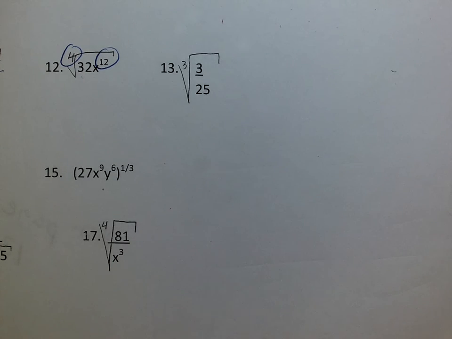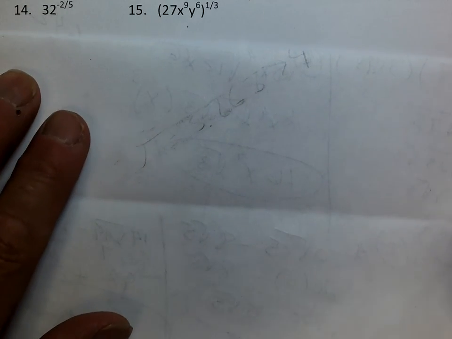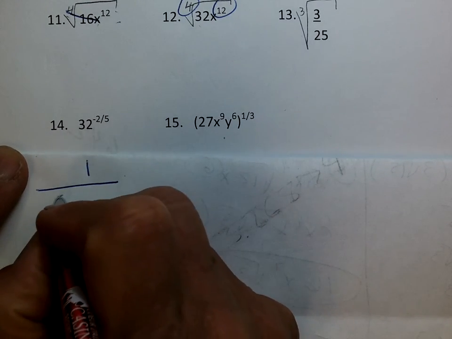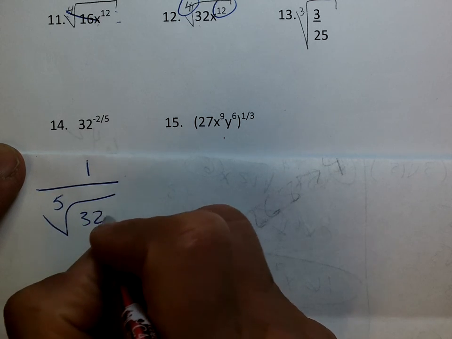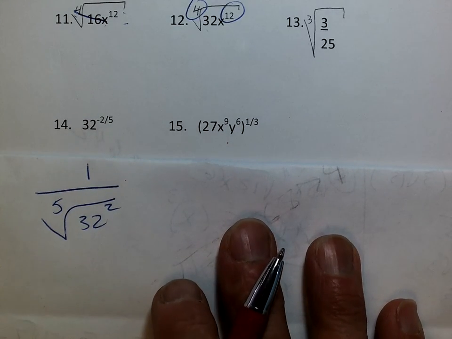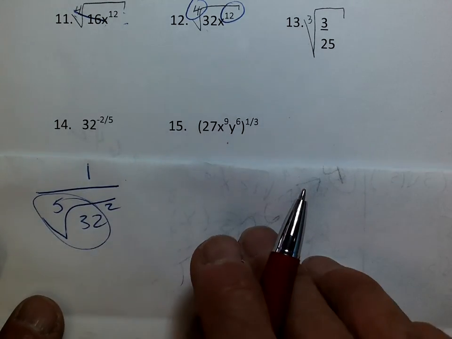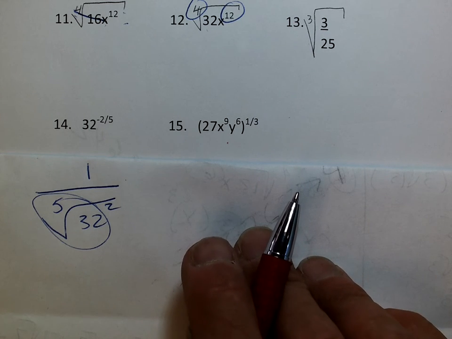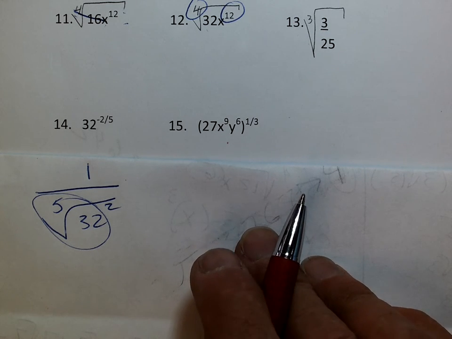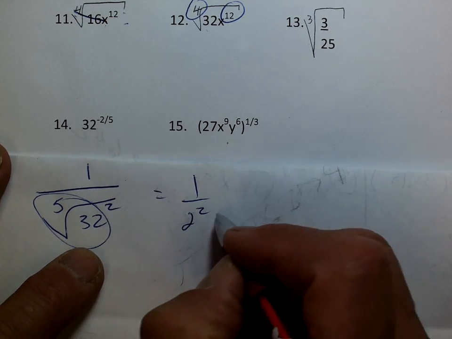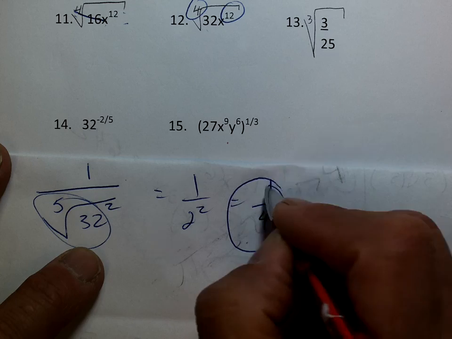14, let's do 14. Okay, now, yes, you could do it on the calculator, but I'm just going to do it the other way. I'm going to do 1 over the 5th root of 32 to the 2nd power, okay? 1 over because of the negative. 5th root because of the fraction. Squared. Now, the 5th root of 32 is 2. It really is. Because 2 times 2 is 4 times 2 is 8, 16, 32. Okay, there we go. So I'm going to get 1 over 2 squared, which is 1/4.